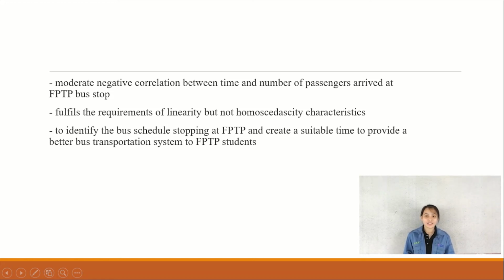The residual plots were spread randomly without an obvious pattern, and the residuals are not the same in any vertical direction, so they also did not have an average value of 0. From the descriptive statistics calculated, the result shows that the rate of bus usage at the FPTP bus stop is slightly low, as there may be a lack of bus facilities stopping at the FPTP bus stop. From this study, the bus schedule at FPTP can be identified, and thus a suitable time schedule can also be made as a step to provide a better bus transportation system to FPTP students.